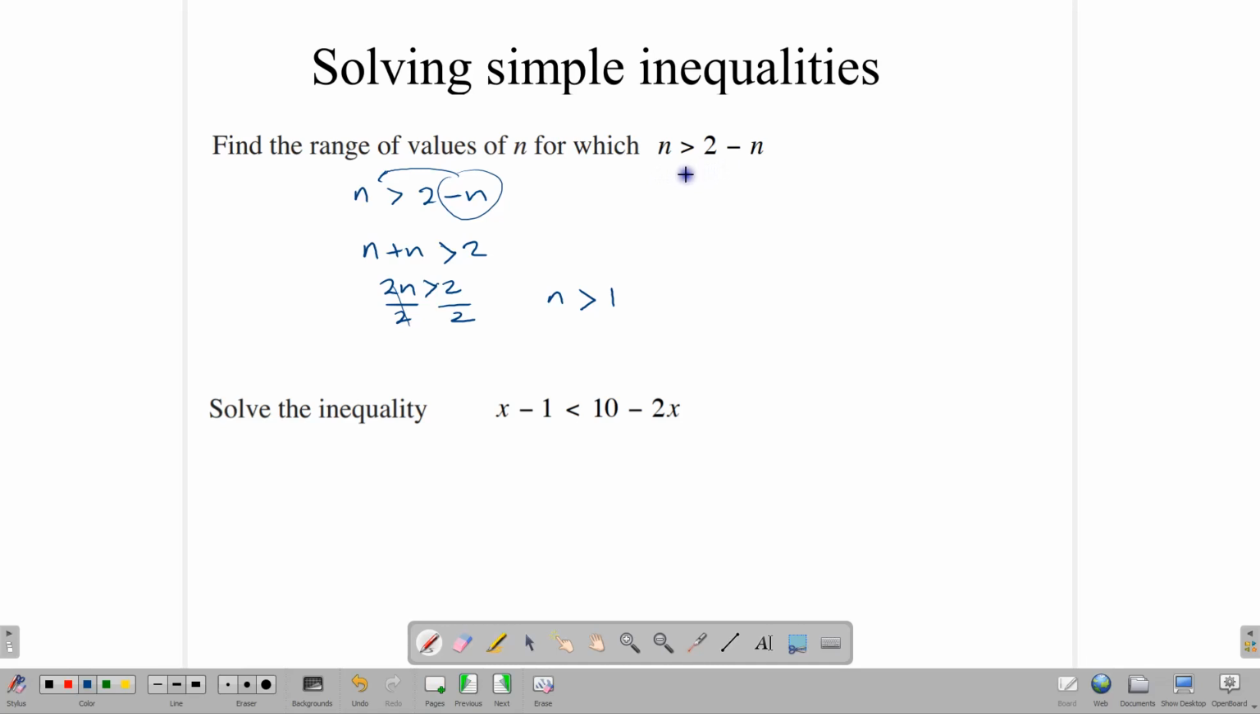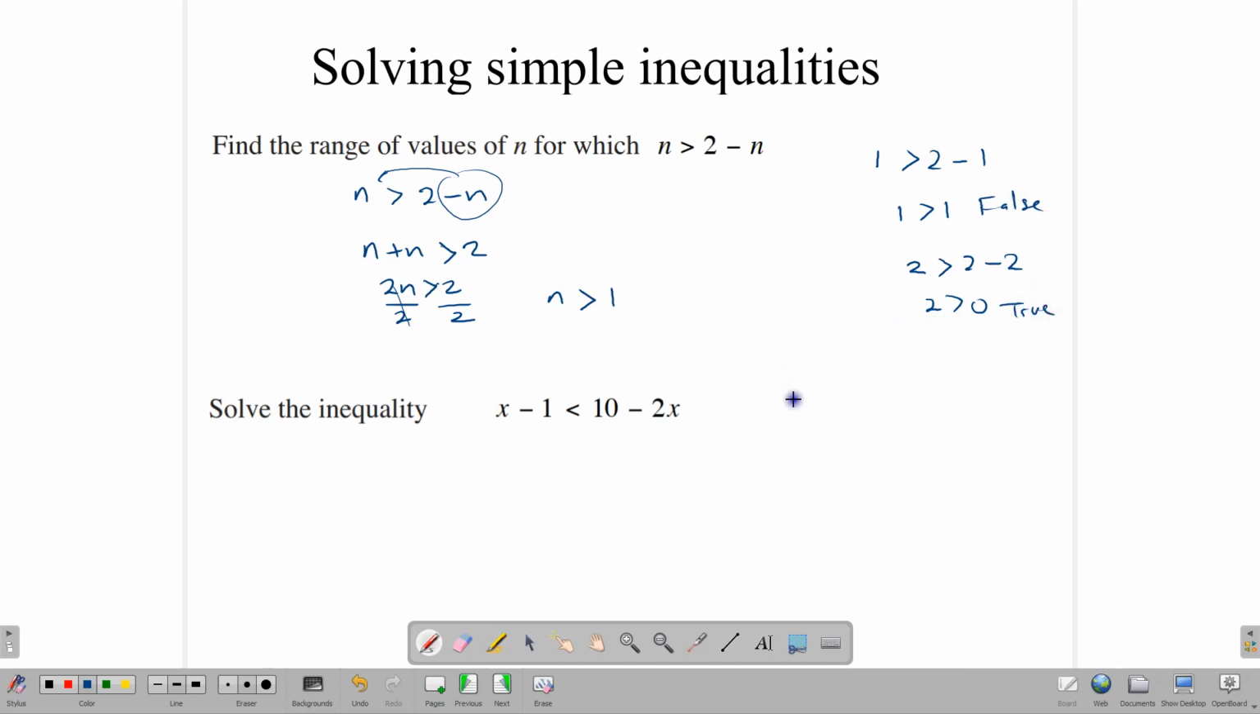So notice that 1 wouldn't work, because if you put 1 in there, then you're going to have 1 is greater than 2 minus 1, and 1 is greater than 1, which is not true. This is not a true statement. But any number bigger than 1 would work, such as 2. 2 is bigger than 1. So if we try 2, 2 is greater than 2 minus 2, and 2 minus 2 on this side is 0. 2 is greater than 0. This is a true statement. This is false. This is true.